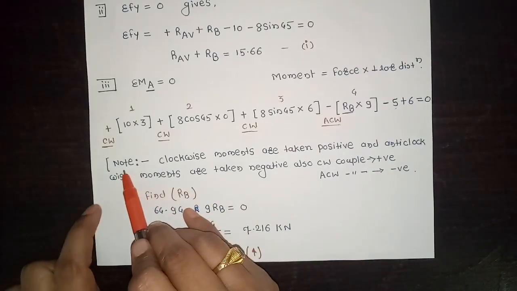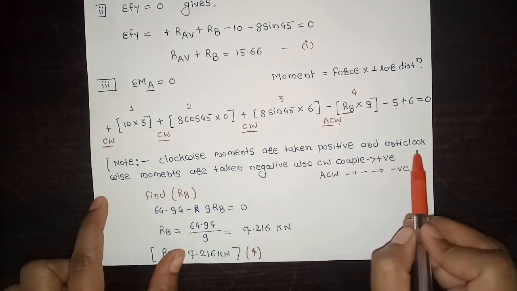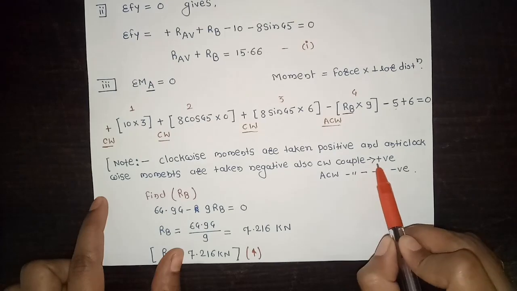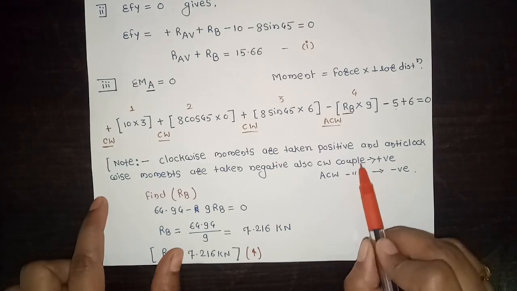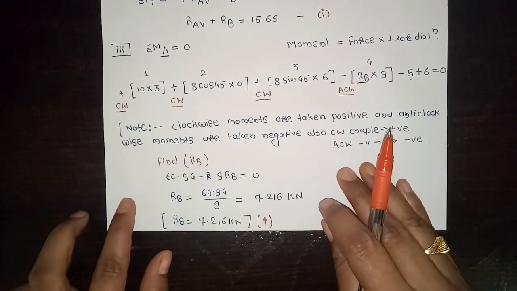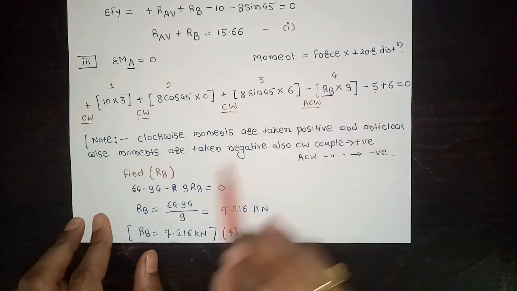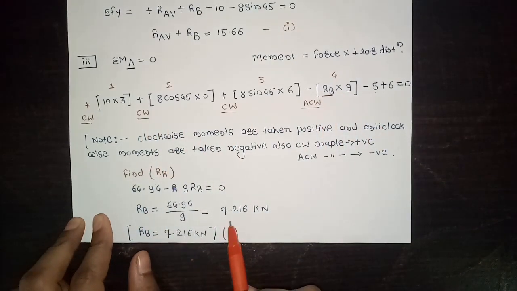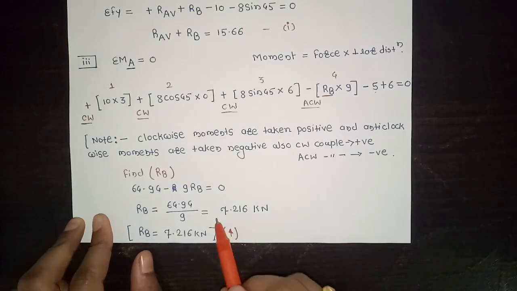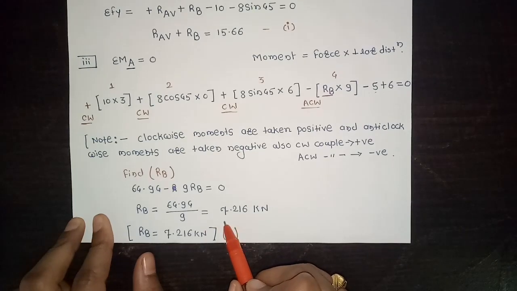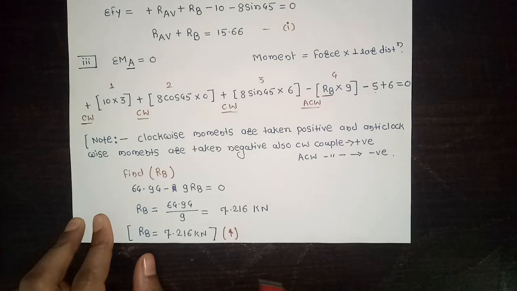See here I have written a note: clockwise moments are taken positive and anti-clockwise moments are taken negative. Also clockwise couple is taken as positive and anti-clockwise couple is taken as negative. Then find RB: solve this equation, then we get RB is equal to 7.216 kilonewton. This is RB force in upward direction because we get the value positive. So RB is equal to 7.216 kilonewton.